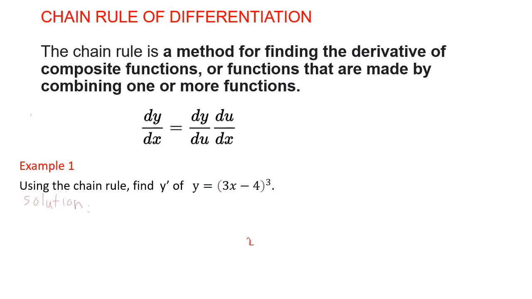Chain rule of differentiation. The chain rule is a method for finding the derivative of composite functions, or functions that are made by combining one or more functions. dy over dx equals dy over du times du over dx.